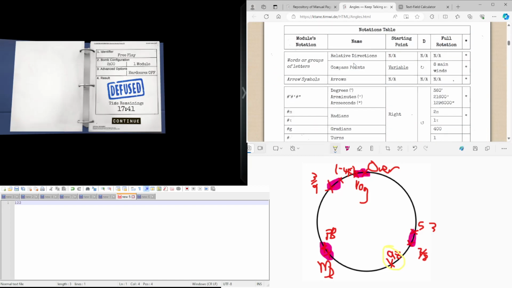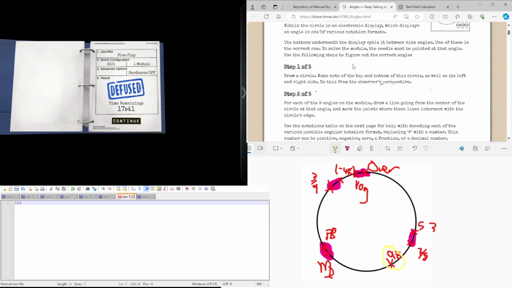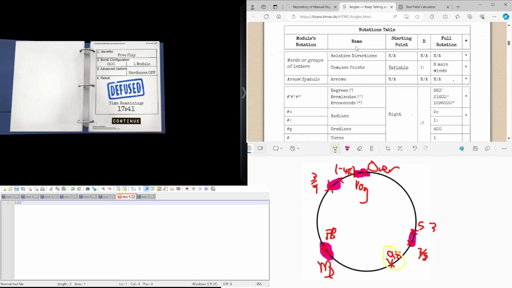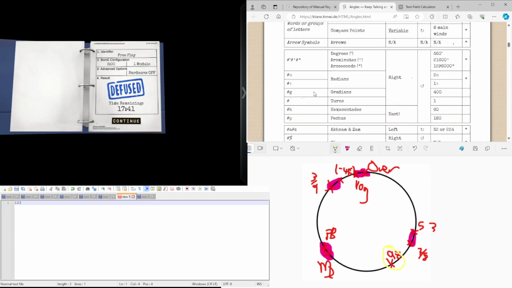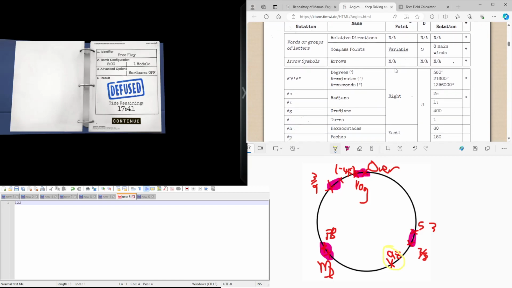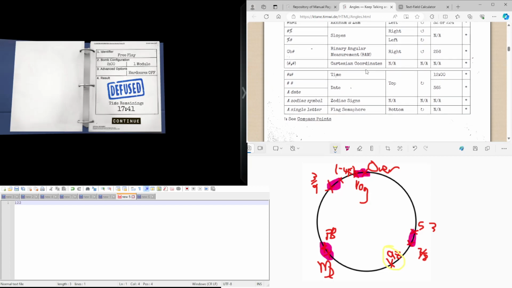So, hopefully, you have at least a better idea of how at least some of angles works now. Just note that this table, the module notation is just what it will look like on the module. The name is what it's called. The starting point will tell you where the 0 point is for it. Of course, with some of them, there is no such 0 point, because it's not really rotating from a point, it's like relative to something else.